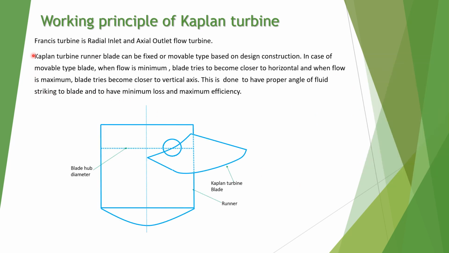The Francis turbine is a radial inlet and axial outlet turbine, and this is a schematic view of a runner with blades. Kaplan turbine blades can be fixed or movable type based on the design construction. In case of movable type blade, when flow is minimum, the blade tries to become closer to horizontal. When flow is minimum, this blade rotates and tries to become horizontal. But when flow is maximum, the blade tries to become closer to the vertical axis, and this is done to have a proper angle of fluid striking the blade and to have minimum losses and maximum efficiency.